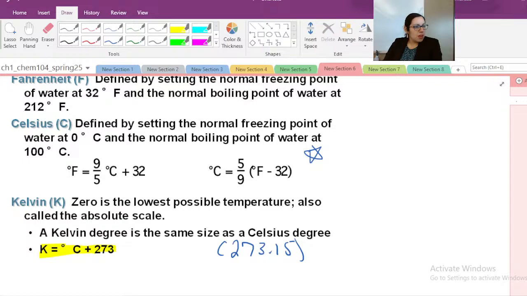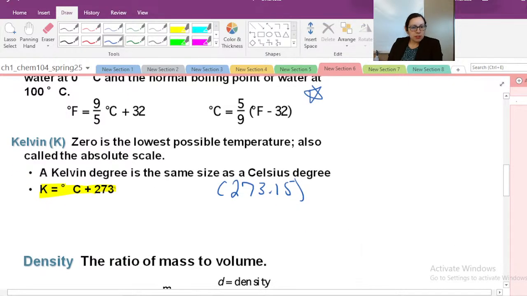Again, it's really not that relevant. We usually don't measure temperature that accurately for our purposes anyways, so using the 273 is just fine with me.